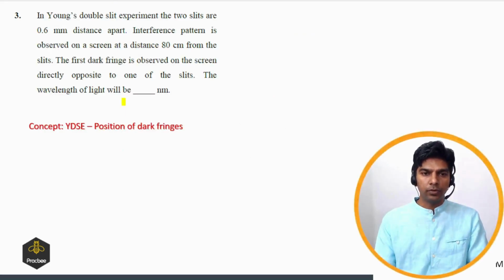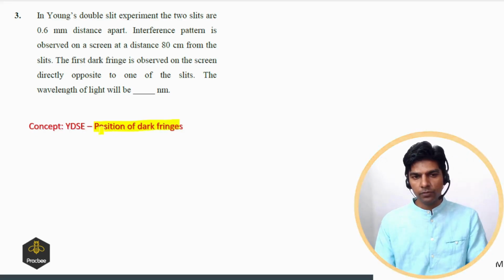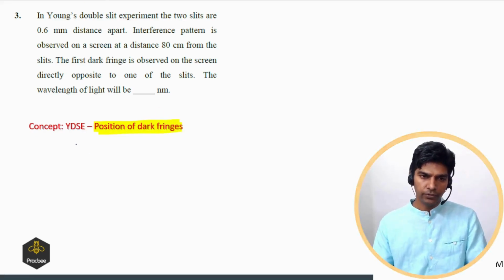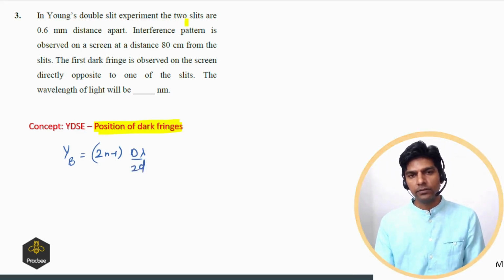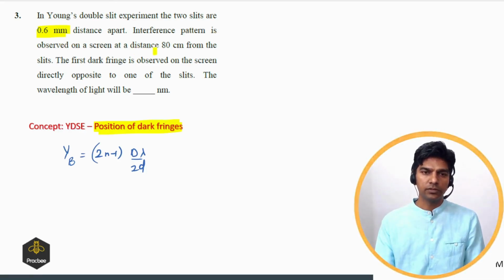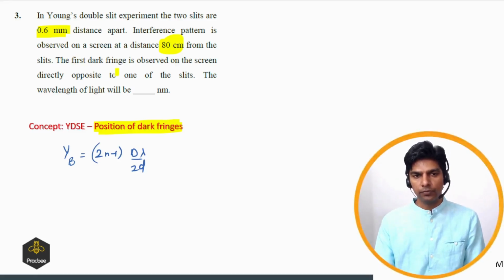Now the next problem type is based on the position of dark fringe. So here we have to use this formula, which is (2n minus 1) D lambda by 2d. In YDSE, the two slits are 0.6 millimeter apart. So this is small d. Interference pattern is observed on a screen at a distance 80 centimeter from the slit. This is capital D. The first dark fringe is observed on the screen directly opposite to one of the slits. So, the wavelength of the light.